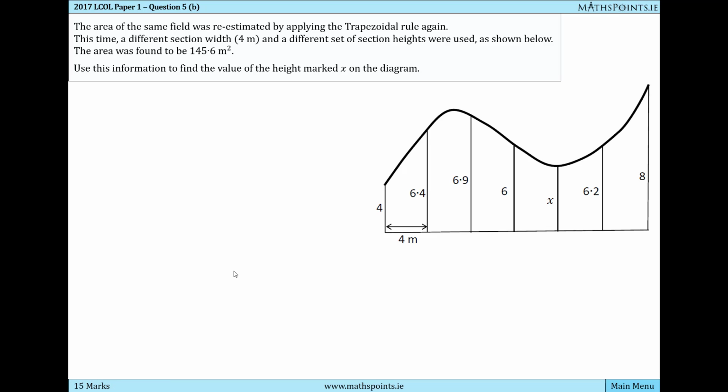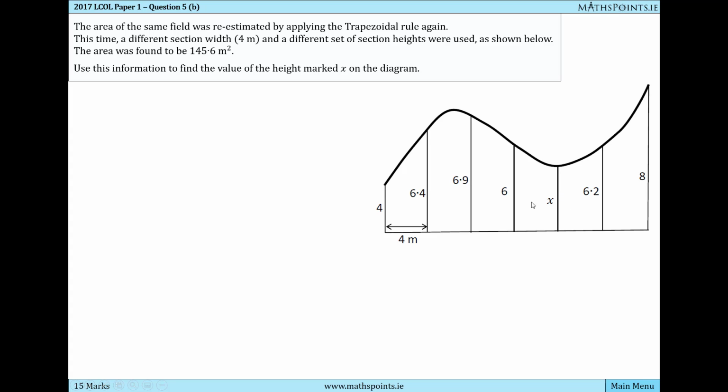If we take a look at part B of the question, the area of the same field was re-estimated by applying the trapezoidal rule again. This time a different section width was chosen. So this time we've chosen a width of 4 meters, and as a result our heights will be different measurements. The area of the field this time was found to be 145.6 meters squared. And what we have to try and find is, what's this missing height here?